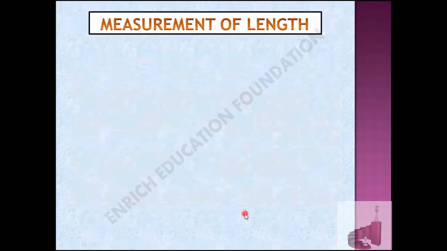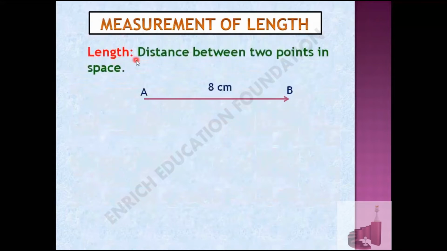Now we are going to find what are the different methods used to measure length. First, let us see what is length. Length is the distance between any 2 points in space. For example, if we have 2 points, say A and B, the length of AB is the distance between the 2 points A and B, which is equal to 8 centimeter.